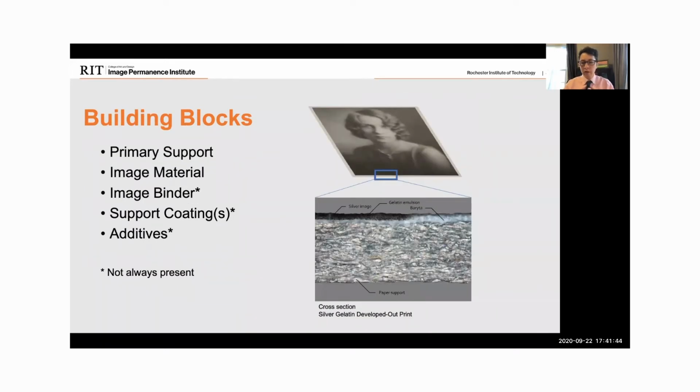So in order to understand how to identify photographs, I find that it's very important to understand the physical materials, as I said earlier. And so I'd like to start this presentation really talking about the building blocks of photographs. We'll start from the ground up. Basically, we have a primary support. We have some kind of image material. Often, but not always, there's something called a photographic binder. Sometimes there are additional coatings and other additives.